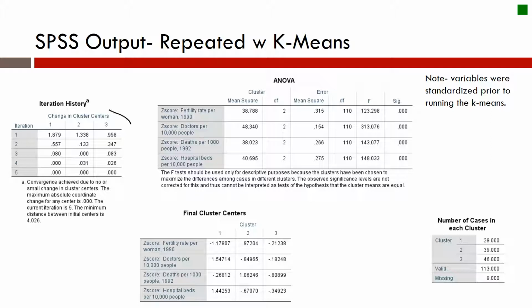And so we have an iteration history, which converges after five iterations, and everything gets down to the zero point here in terms of how much change happens with the cluster center, like where the centers are located for each cluster. We have our final cluster centers from the initial to the final. Now, please note, I standardized these variables because the variables were not from the same scale. So these may seem like they're odd in a sense, but they're standardized. That's something that will impact the results greatly.